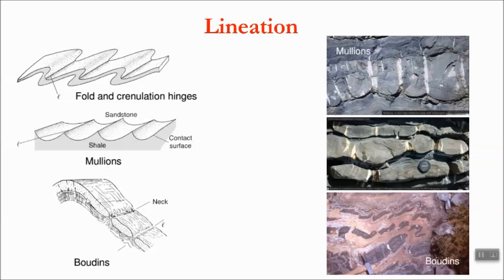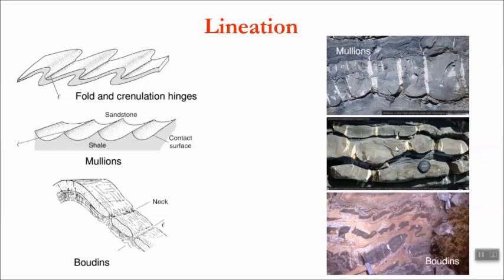Similarly, when folding occurs between a competent and an incompetent rock, the competent rock may tend to break, because competent rocks are hard and cannot extend easily like the incompetent rock, which is soft and can extend. This forms what is called boudins, and in the necks of boudins we can see some lines. So these are also called lineations. These are different examples of lineations.